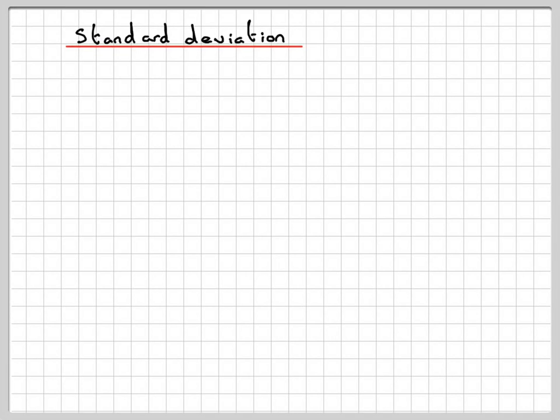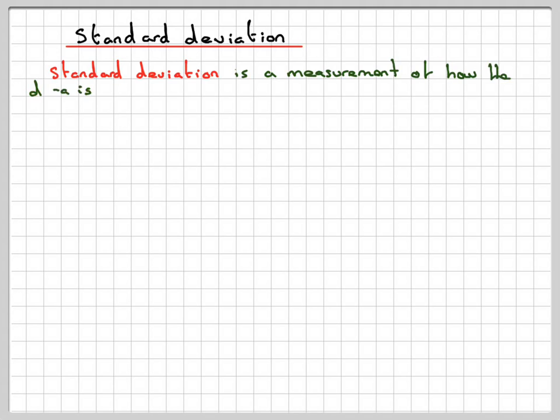Okay, in this video we're going to look at some of the formulae for standard deviation. So standard deviation is a measurement of spread. It's a measurement of how the data is spread out. It could be compared with the semi-interquartile range, which is also another measurement of the spread.